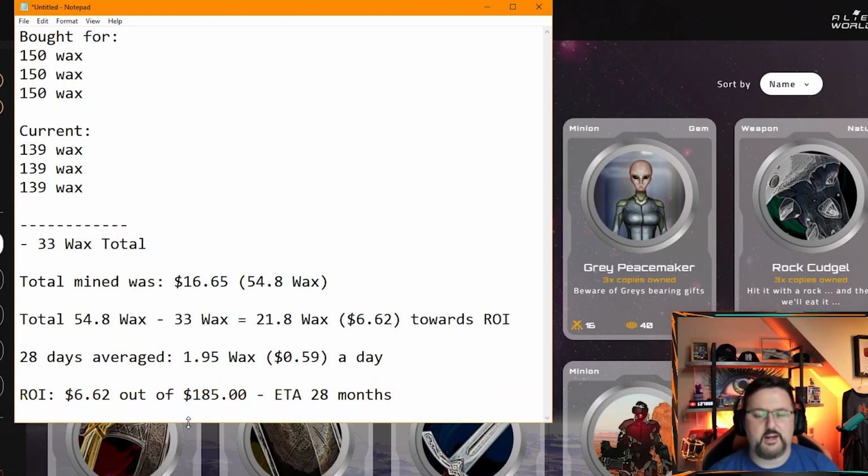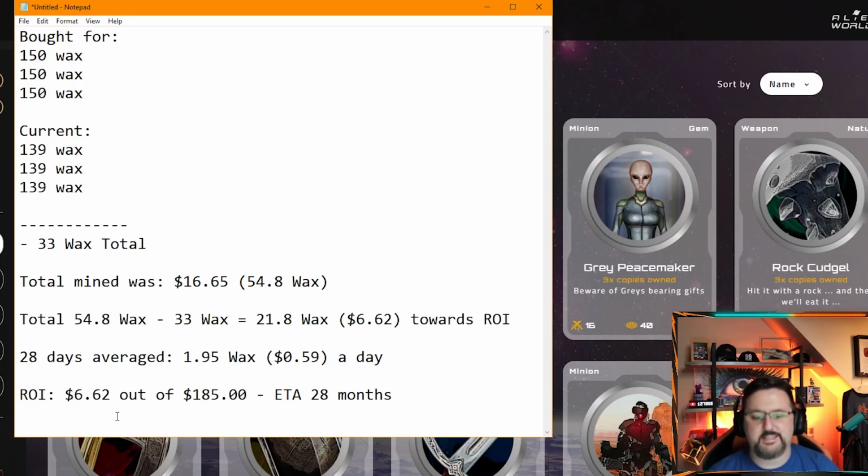And then we're looking at an ROI of $6.62 out of our 185, which actually that's wrong. It's 195. So we'll put that. So it's probably add another month onto that.